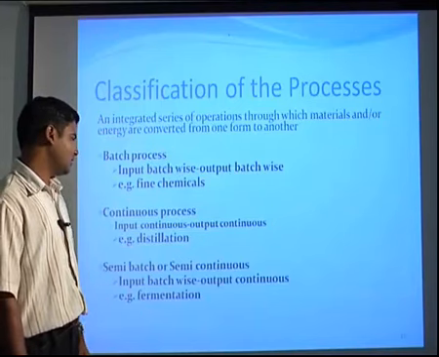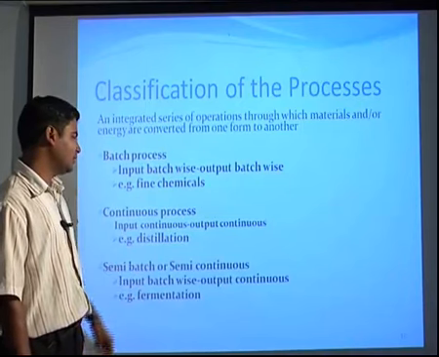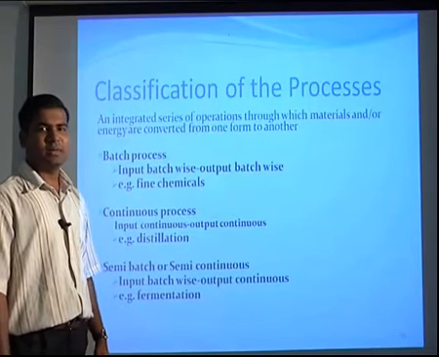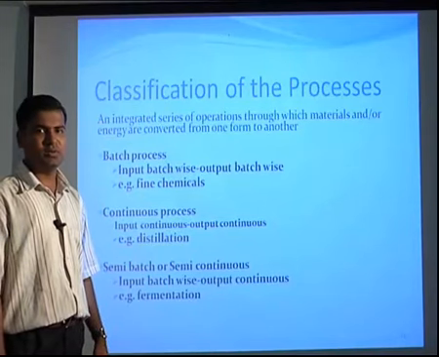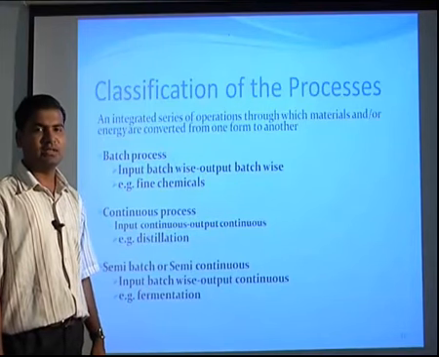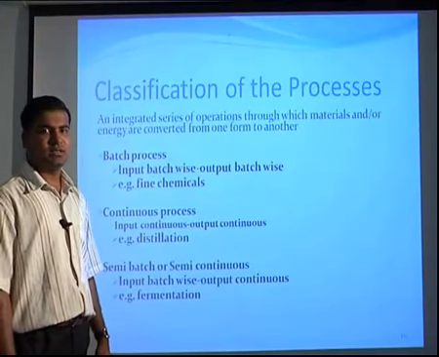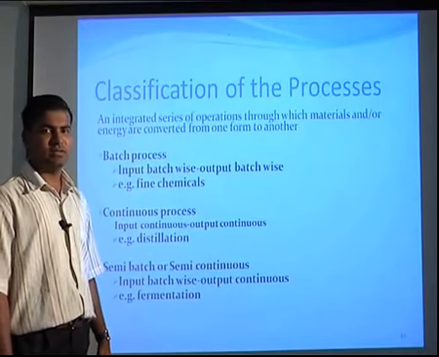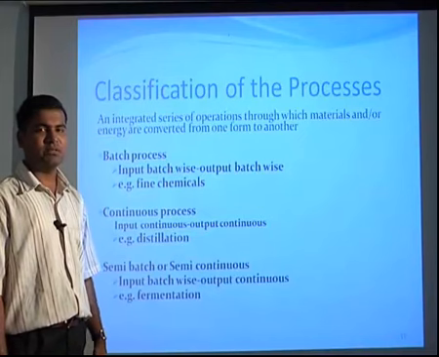Whereas in the semi-batch or semi-continuous process, the input will be batch-wise and the output will be continuous. Take the example of fermentation. In fermentation or alcohol production, we feed the yeast with the nutrients, and they react and ferment the input raw materials, converting them into alcohol. When the nutrients are very low in quantity, the bacteria will go into the decline phase. To avoid this, we feed the reactants or nutrients from time to time, so that the yeast will be active all the time.